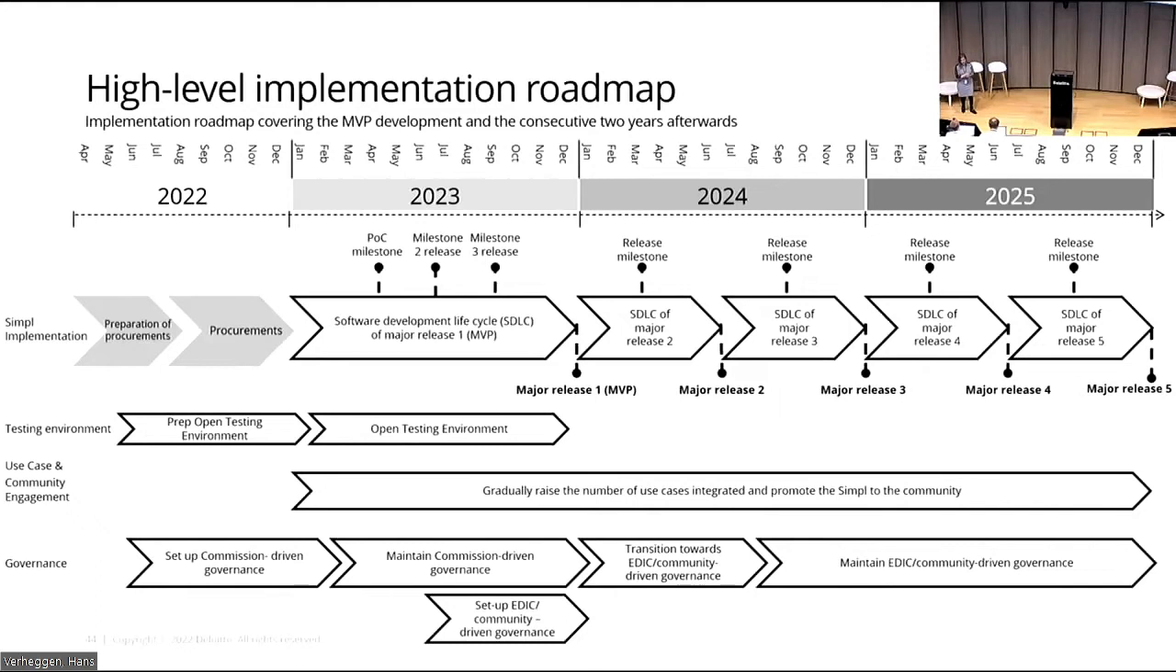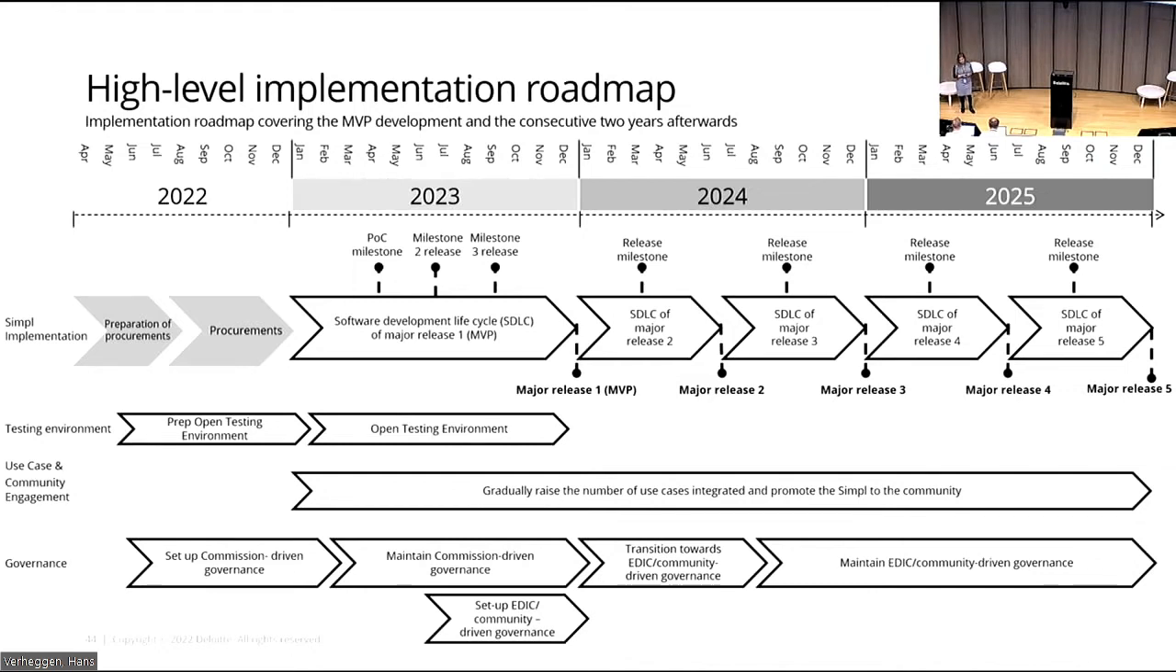Then the first year, 2023, again, the main focus will be the minimum viable product and the software development lifecycle of this minimum viable product, which covers the planning, the implementation itself, the testing, the documentation, and the maintenance of the software. And you can see that at the end of 2023, we will have our first major release, which will be the release of the MVP. So this will be the first usable piece of software that really creates value for the data spaces.